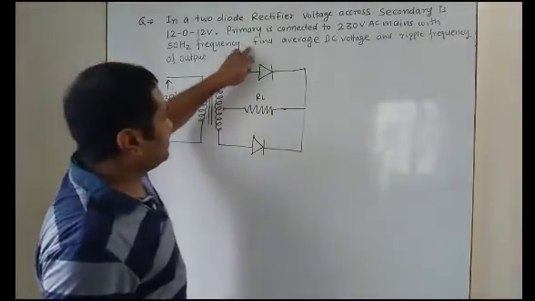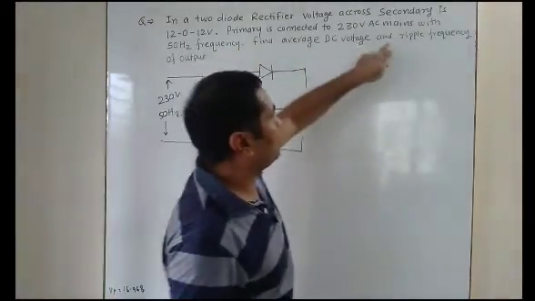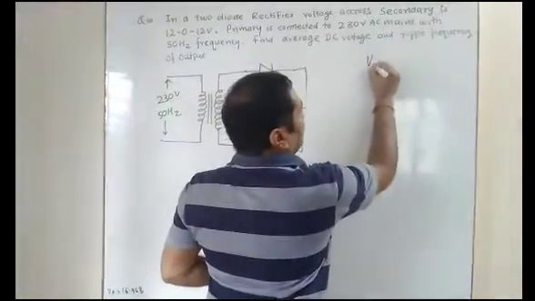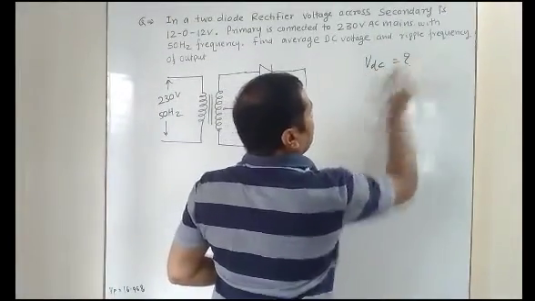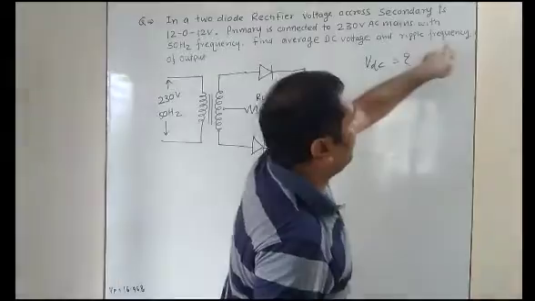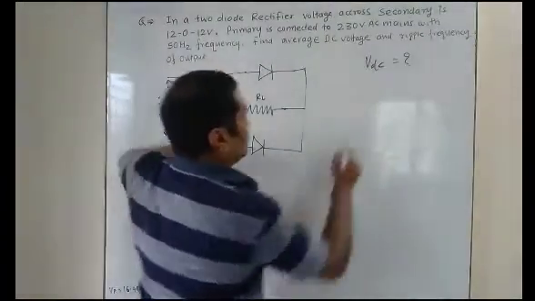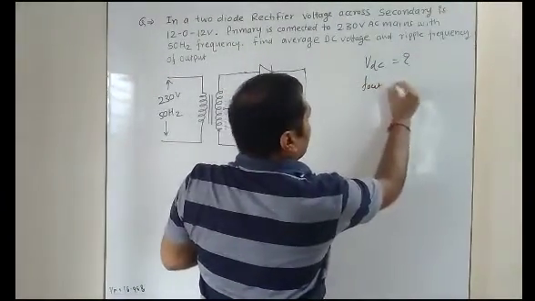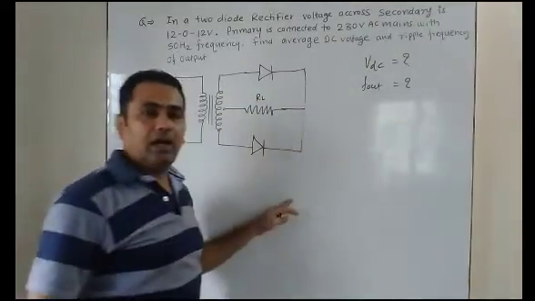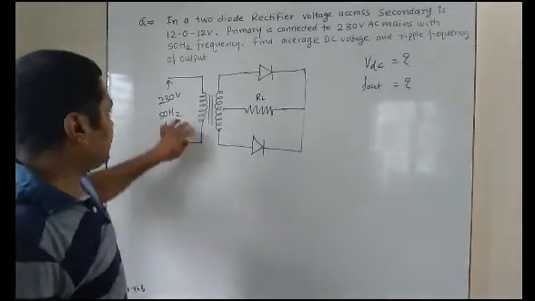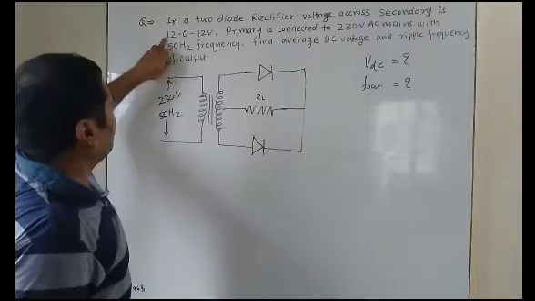Now what have been asked? Find the average DC voltage. That means we have to find out the DC voltage. Then we have to find out the ripple frequency, that is the frequency of the output. So these two things have to be calculated.